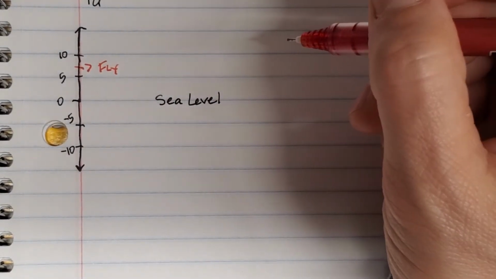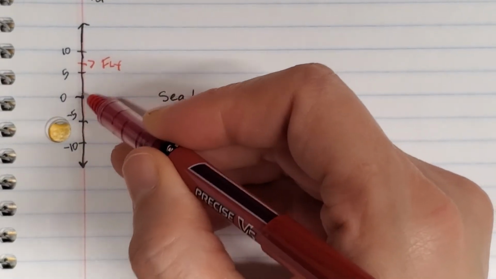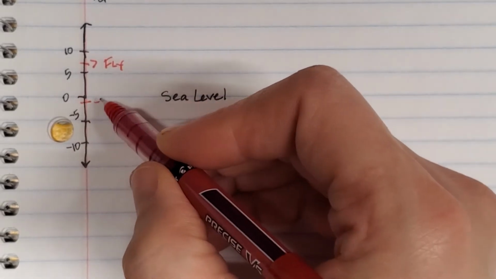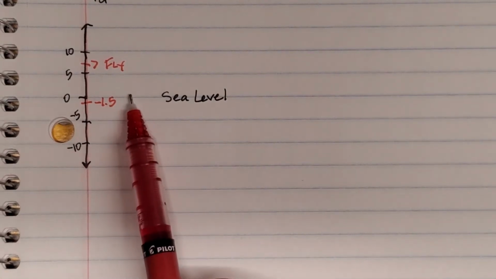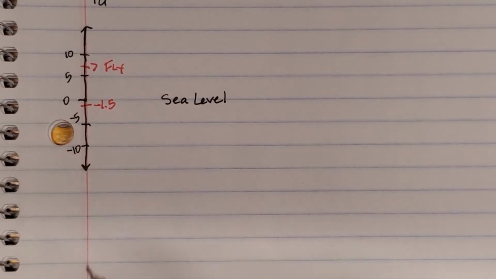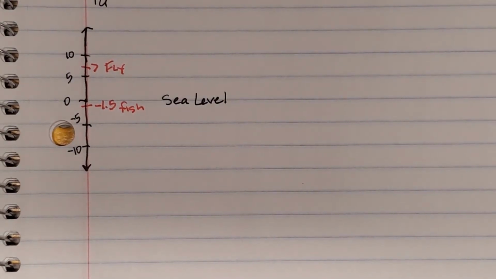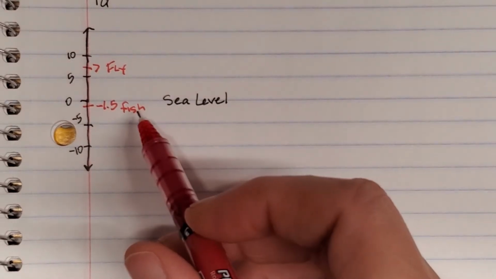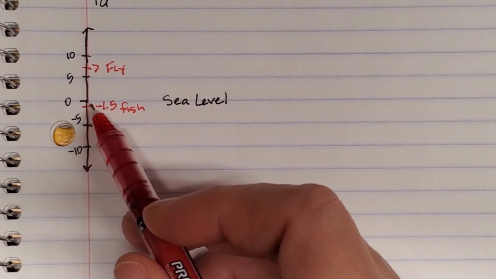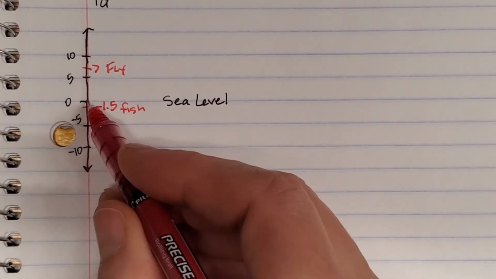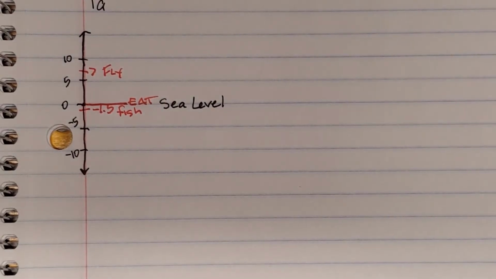And then our pelican spies a fish, and like a giant predator that he is, he dives down and gets it. And dives means goes underneath the level of the water. He went below sea level 1.5 feet to find his fish. Okay, you with me so far? So he was at 7 feet above, then he went 1.5 feet below, and then he floats up here to 0 because now he wants to eat his fish, right?